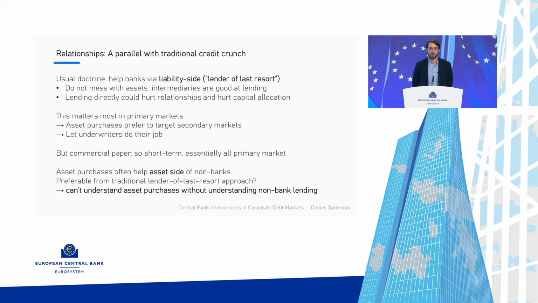The last potential worry with exit is the last result that Johannes talked about, which I think is really fascinating. It is the idea that potentially it can damage relationships. And there I want to do another parallel with the traditional credit crunch. The usual way when there's stress in the traditional bank loan market is that policy support will be focused on the liability side. That's the lender of last resort policy. That's where the market maker of last resort comes in. It comes from a very different style, by attacking the liability side.